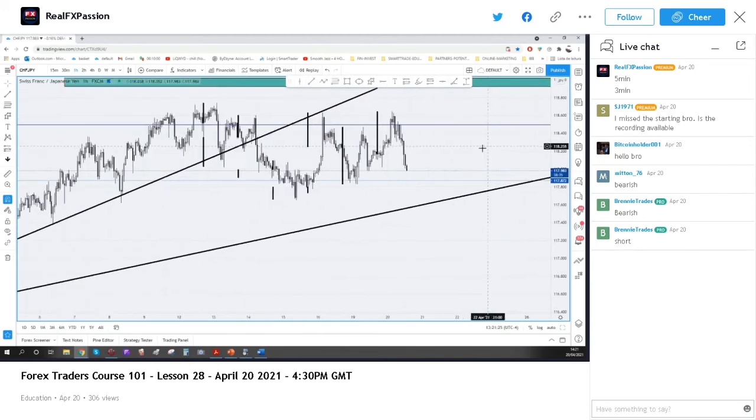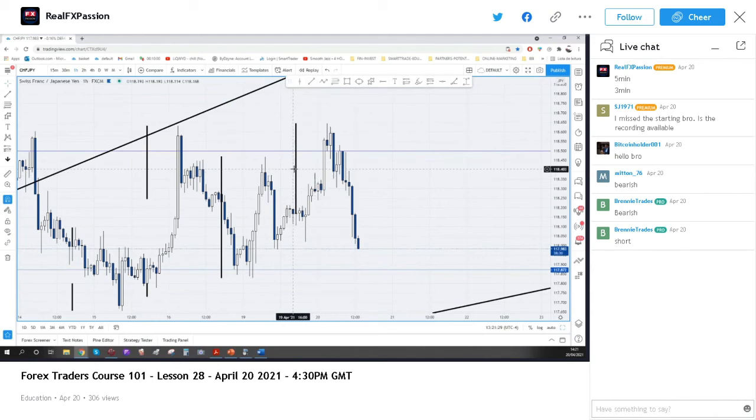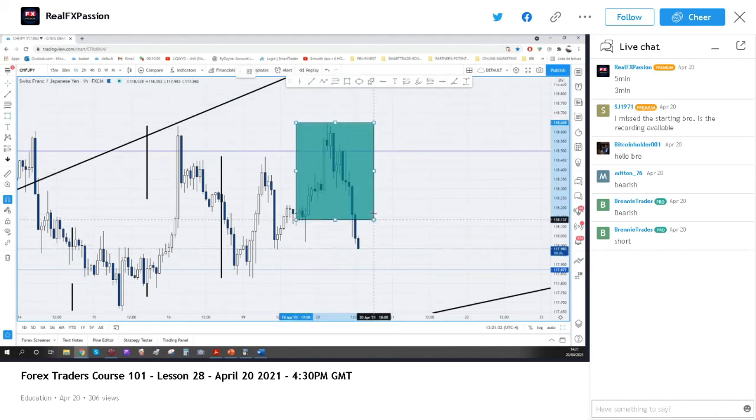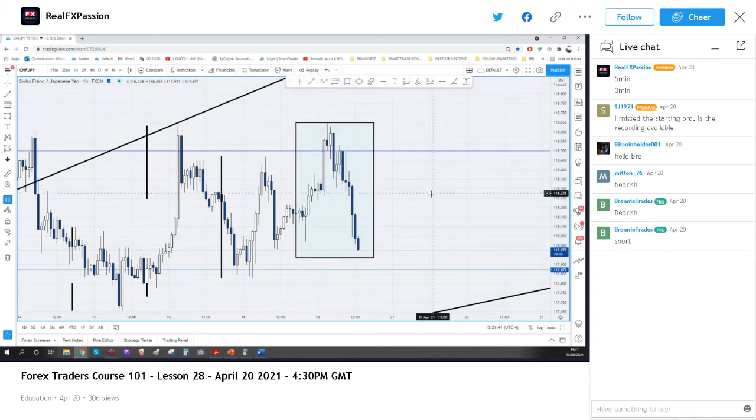And now you can see the wicks. So today, this is the price action of today's candle, everybody. This is today.